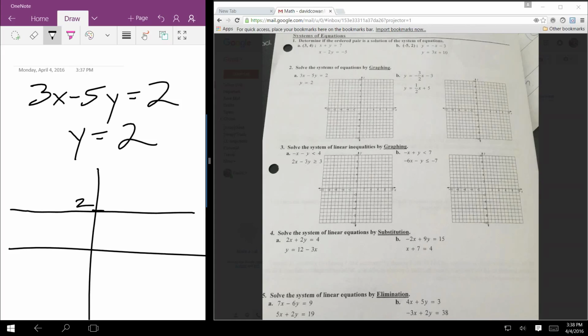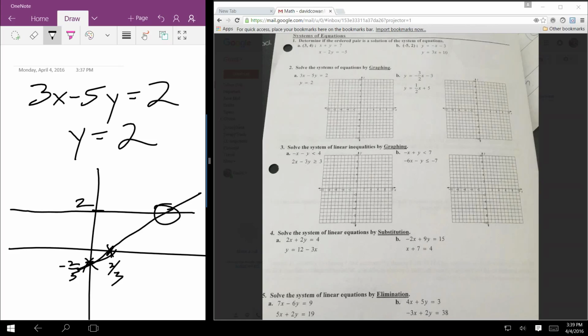2/3. Okay, so I'm going to go over here at 2/3. I know that there's a point on my graph right there. What's the y-intercept? Minus 2/5. So I'm going to go down there and graph minus 2/5 on the y-axis. So I know my top line goes through there. And now I can connect those 2 points. And there's my intersection point.